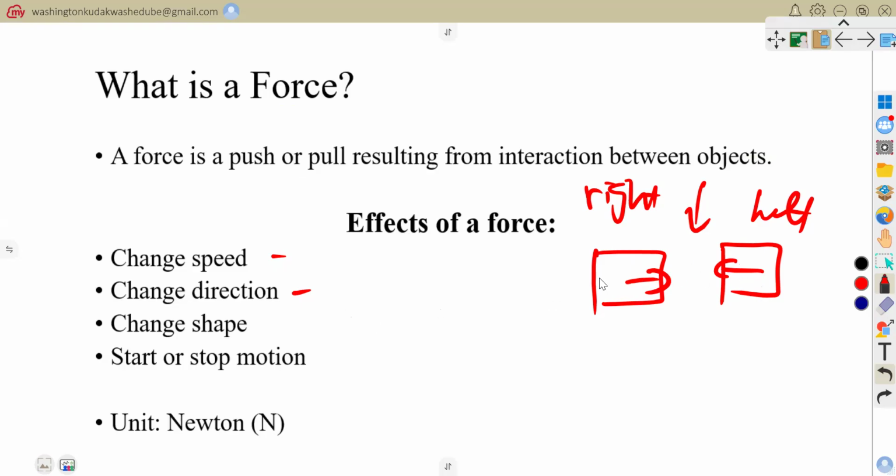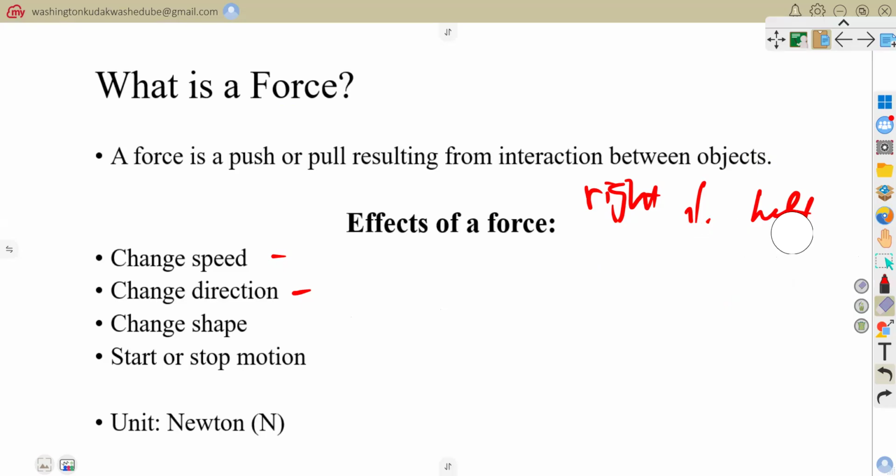So that change in shape, or else the deformation, is what we are referring to as what? One of the effects of a force. So we are saying that a force can either change speed, change direction, or else change shape of an object. Also, as we are referring to the speed, we can also see that a force can either cause an object to start or else to stop motion.